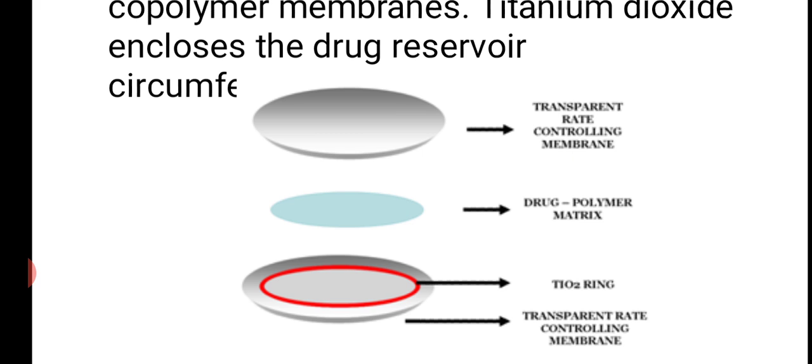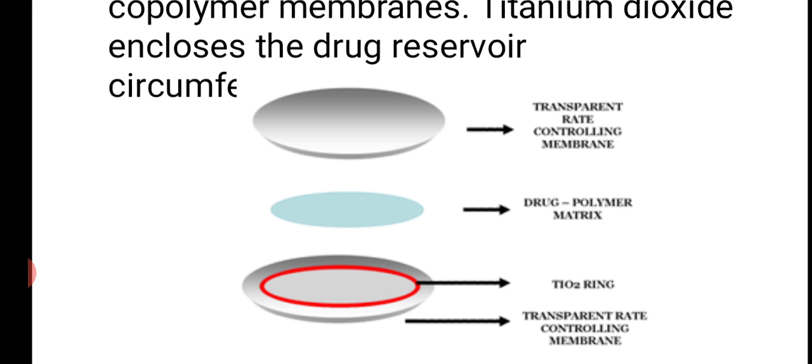Over the bottom rate controlling membrane, there is a ring of titanium dioxide, which in other way acts as a frame for your drug polymer matrix. The center layer is the drug polymer matrix. So totally 4 different layers.